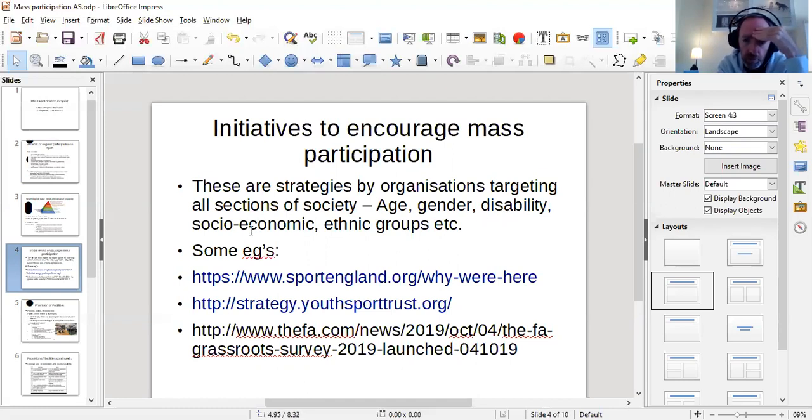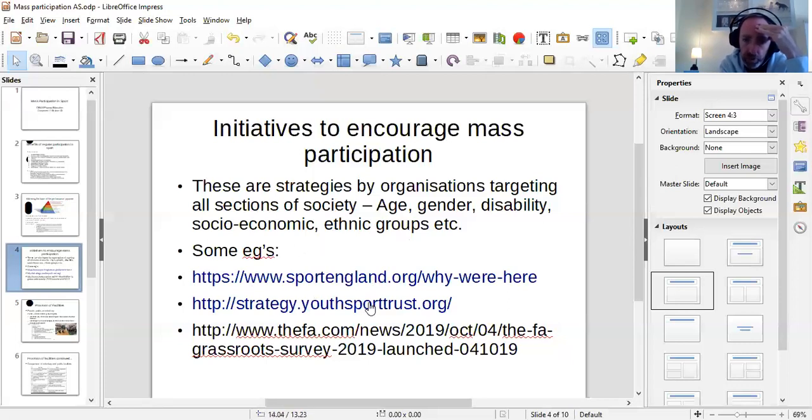Socioeconomic groups, this is referring to income. So there's got to be strategies to encourage people of low socioeconomic groups to be able to participate in physical activity. And there are many reasons why people don't. We'll talk about some of those later. Ethnic groups as well. Ethnicity, ethnic groups often have cultural stereotypes why they shouldn't participate in certain sports. There's the lack of existence of role models, etc.